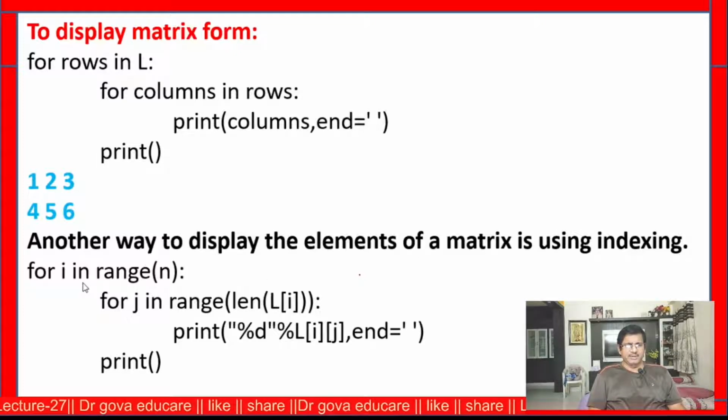This is the index: for i in range, in general 3 rows, for j in range the length of i is columns. Now I am printing this using format specification. This is another way of writing the print: percentage of B, percentage of L[i][j], comma n.